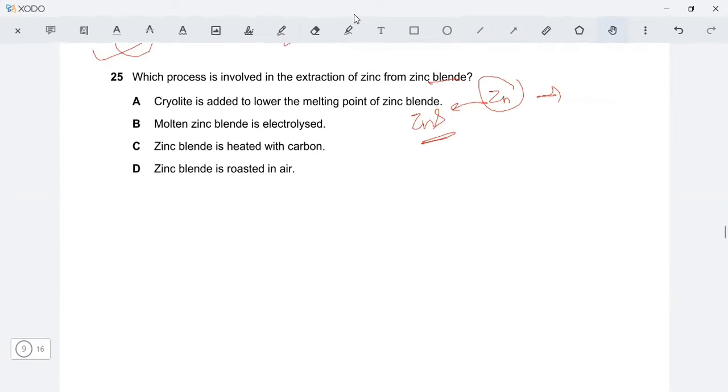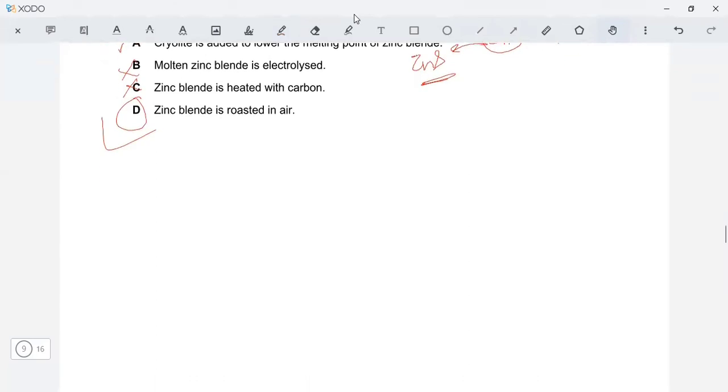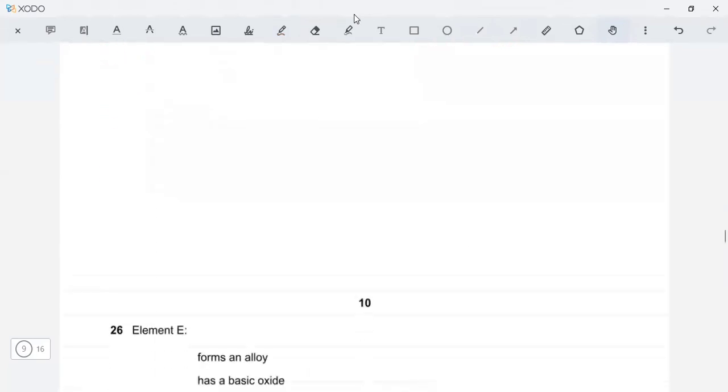So we don't use cryolite, because cryolite we use only in the extraction of aluminium. Molten zinc blende electrolyzed, not at all. Zinc blende is heated with carbon, no. Zinc blende is roasted in air, so of course this is going to be the right answer. It has to be roasted in the presence of air.